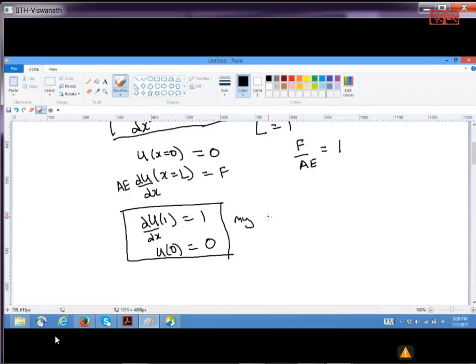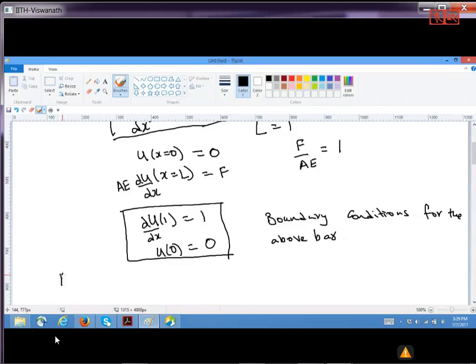These are called my boundary conditions for the above bar, right? These are not mine. These are the boundary conditions for the above bar. So let me now write what is called a boundary value problem.